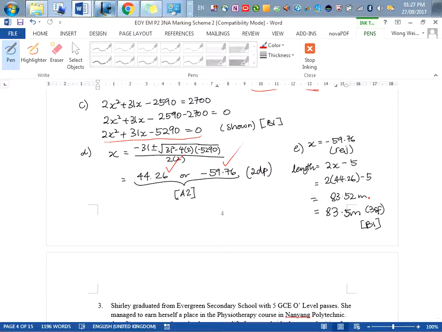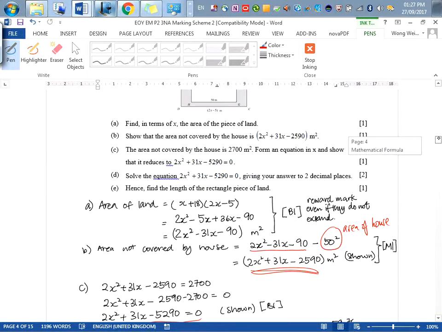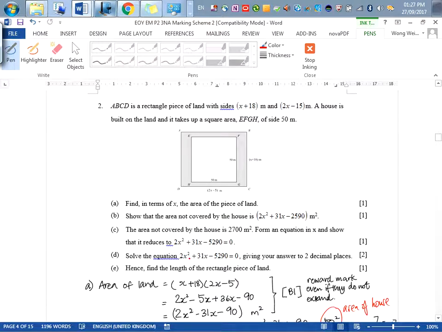Okay, tip for you all. In the event you do not know how to reach part D, but you know how to find the length of the rectangular piece of land, you know you just need to substitute x, right? So whatever answer you get from part D, just substitute it. Maybe they give you method marks, okay?